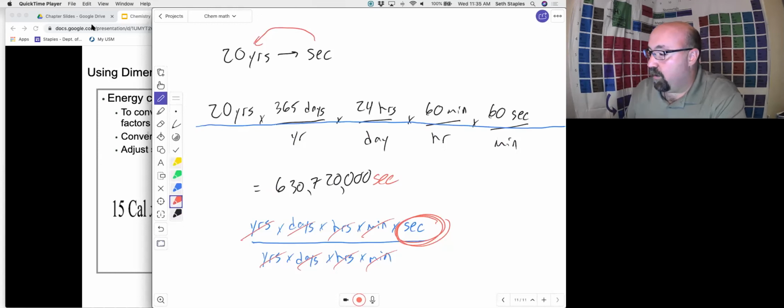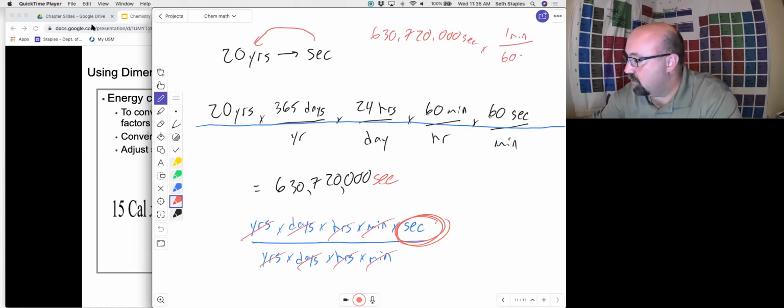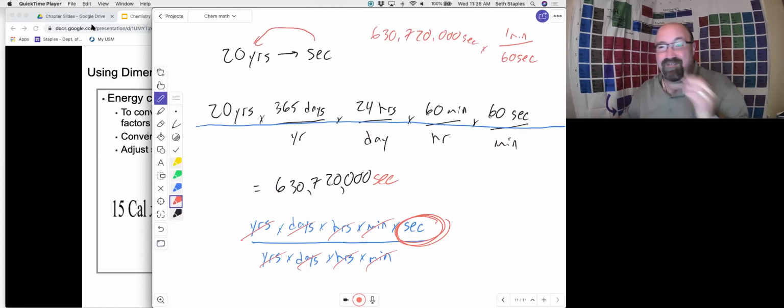Because if we're going from seconds over to minutes, then we've got our 630,720,000 seconds, and we're going to go 1 minute for every 60 seconds and divide those to come up with our minutes and then carry the rest of the calculation through. And so that's the key thing to recognize about conversion factors, is that conversion factors can be set up either way depending on what direction you're going with the calculation.